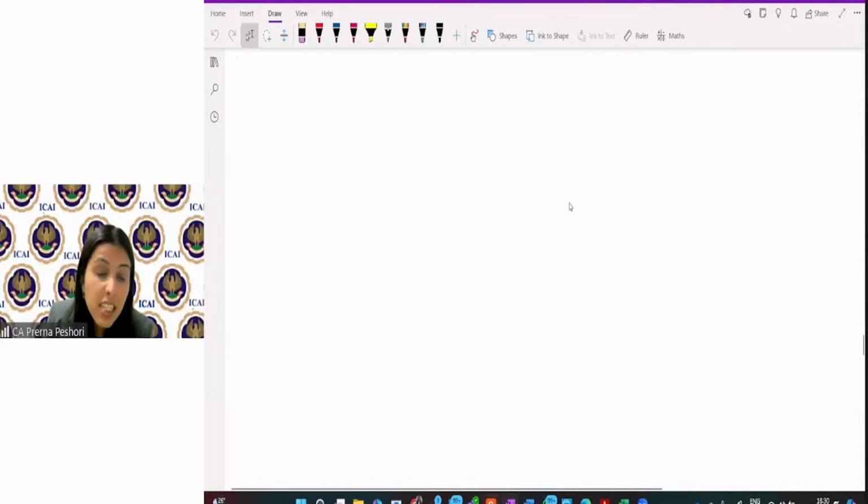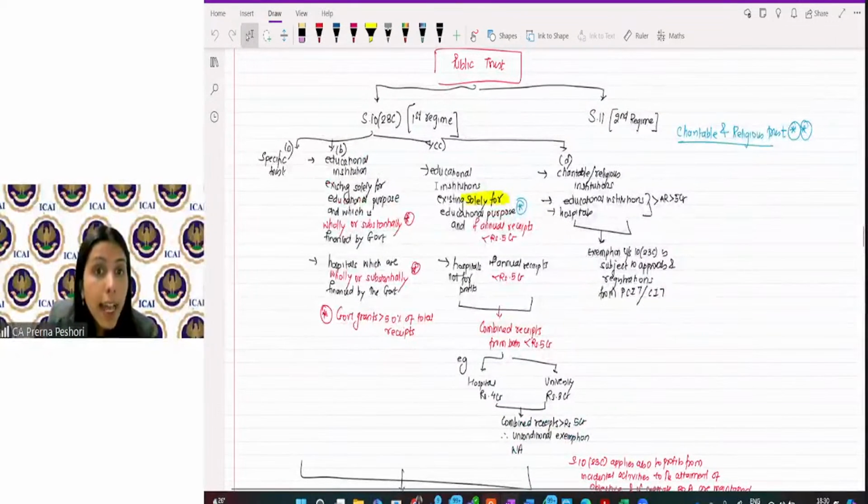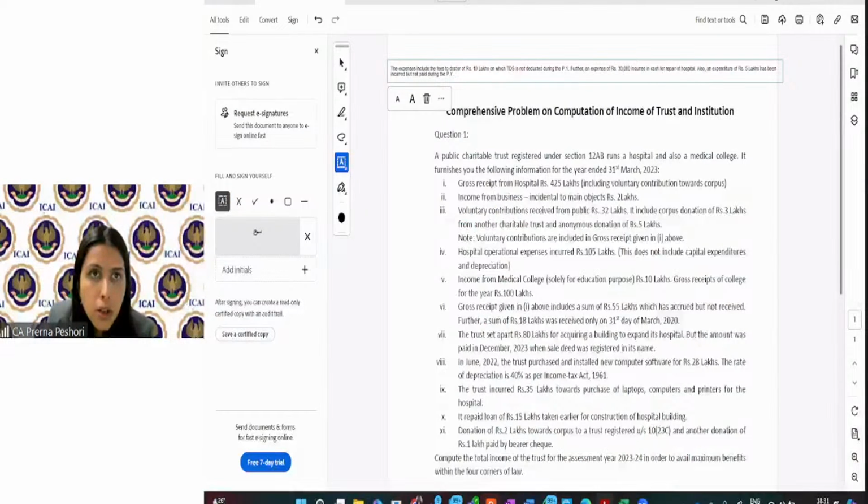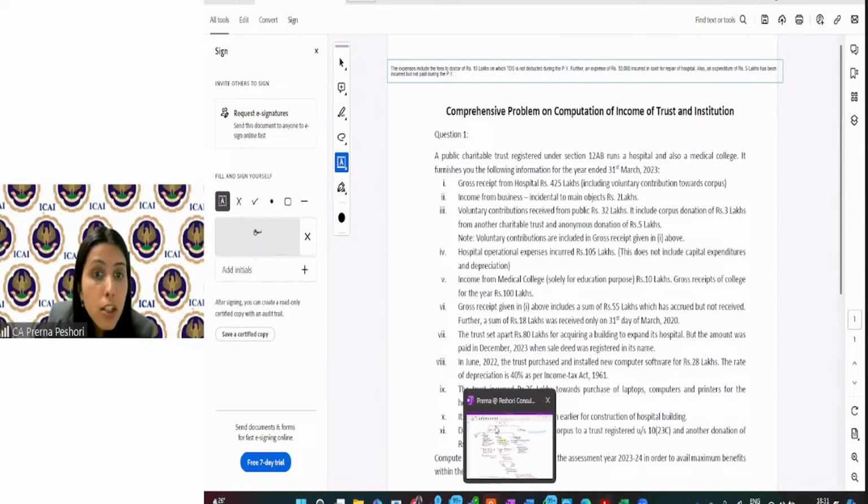Let's go back to that. 10(23C) is what we are looking at. So if you look at 10(23C), what did we say? Educational institutions existing solely for educational purposes, if the annual receipts are less than rupees 5 crores. Hospitals which are not for profit, if the annual receipts are less than 5 crores, the combined receipt from both should be less than rupees 5 crore. Now, in this question, the income from medical college, which is solely for educational purpose, the gross receipts of the college for the year is rupees 100 lakhs, which is less than rupees 5 crores.